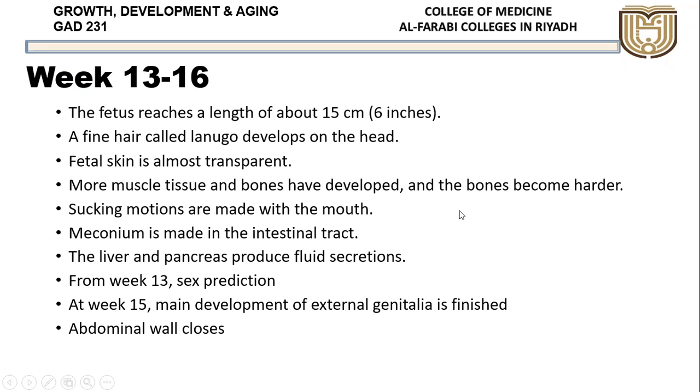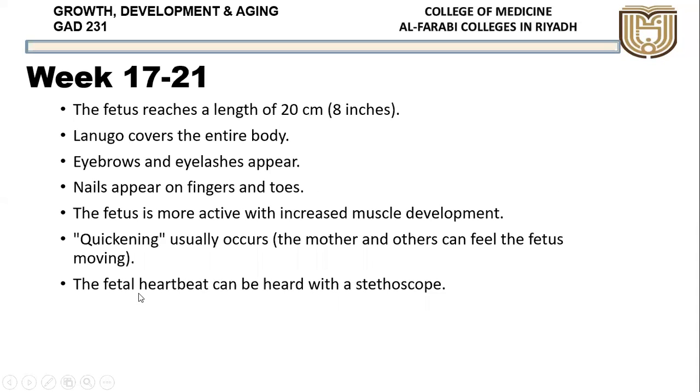And the fetal skin will be transparent, and there will be development and thickening of the bones, which can be seen through the transparent skin, and even development of the muscle. There will be sucking motions which can be seen with the mouth of the fetus, and there will be meconium within the intestinal tract. The liver and pancreas also are forming, and they start secreting a small quantity of fluid. There will be development of the external genitalia, which will help in determination of the sex by ultrasound by this time. And the abdominal wall closes at this stage.